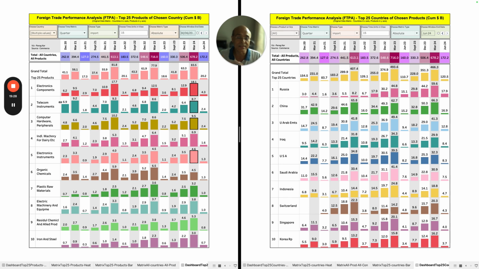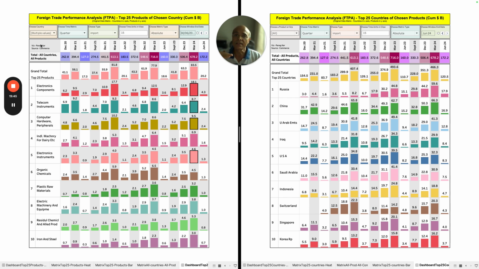Can you imagine this? So that is where we are standing, and that's why our import dependency on China is increasing day by day. We have not been able to contain our electronic dependence on China, and therefore India is losing leverage day by day as far as electronics are concerned.